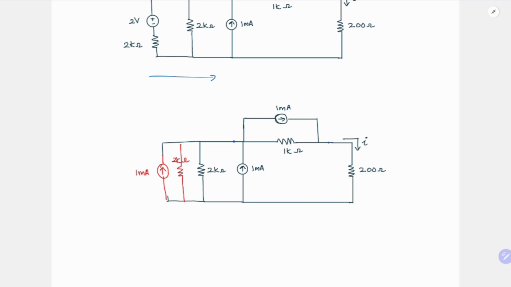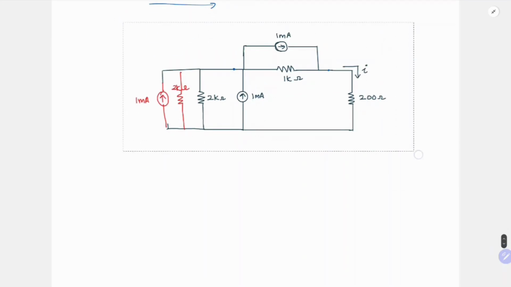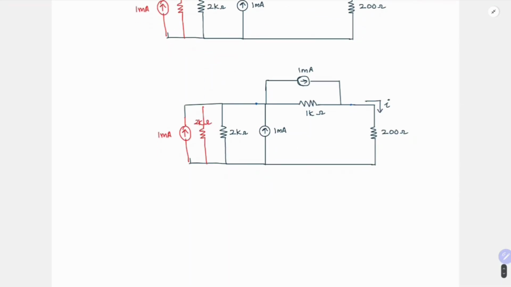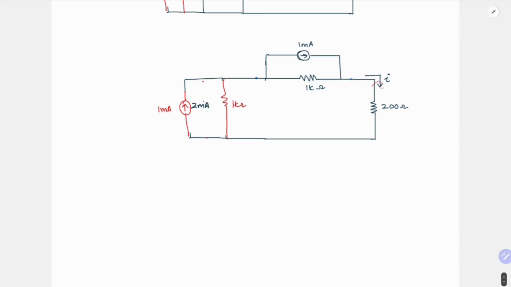Now your 2 kilo ohm resistors are in parallel. So what can you do then? You can combine them, and since they are in parallel, your equivalent will now be equal to 1 kilo ohm. Similarly, this 1 milliamp is in parallel with this 1 milliamp, so you can combine them and write it as 2 milliamp. Now again we want to find the current flowing in this direction. So what we'll do, we'll transform this particular portion and this particular portion into their voltage with resistor form.